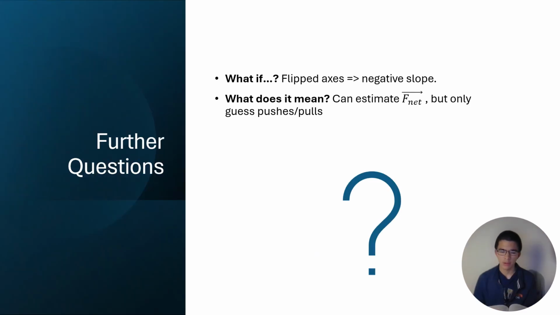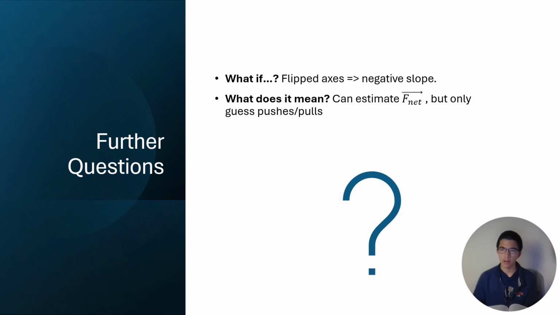I picked a traditional axis for my tracker. However, if you, for example, flip the axis so that positive x was to the left, then the slope of your position versus time graph would be negative.